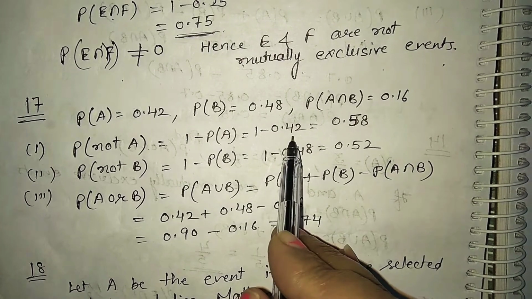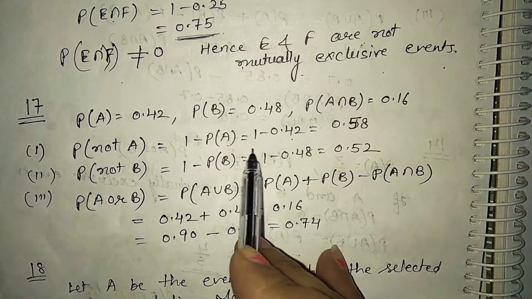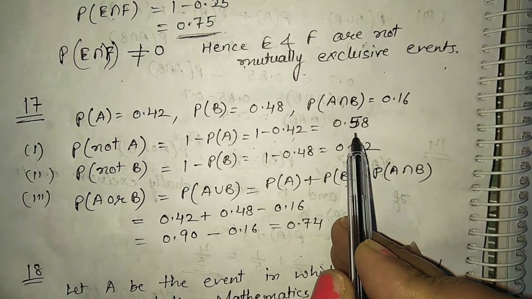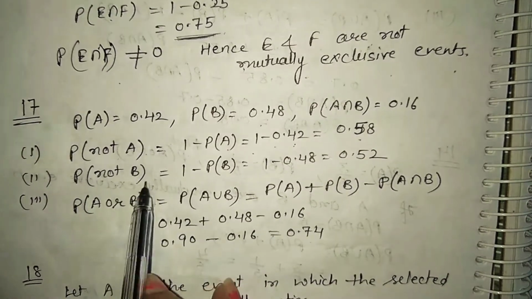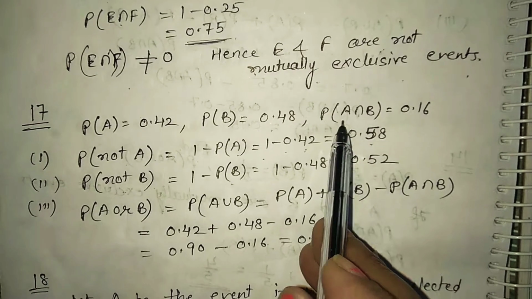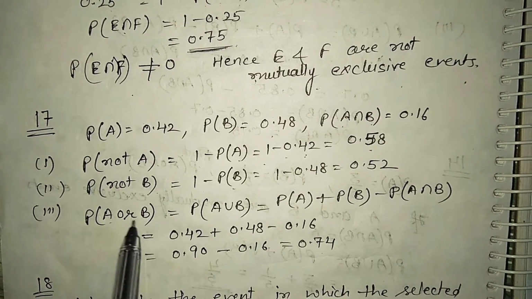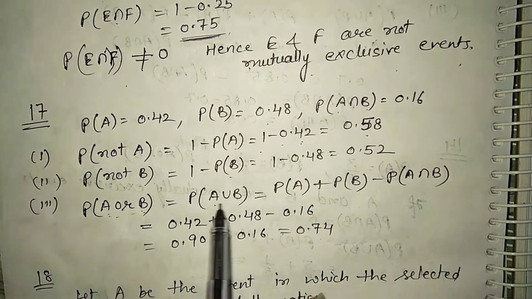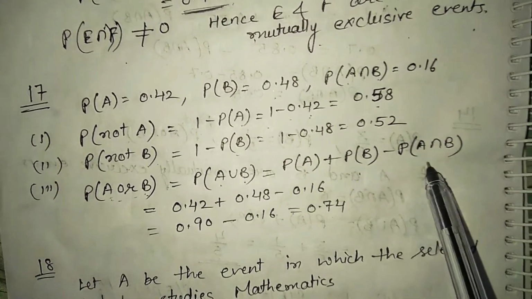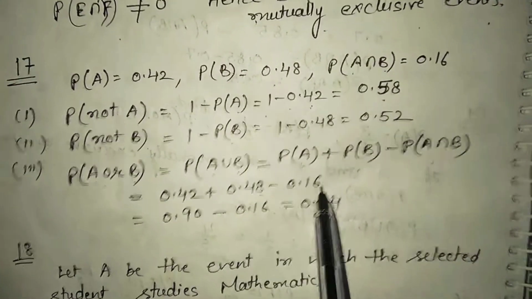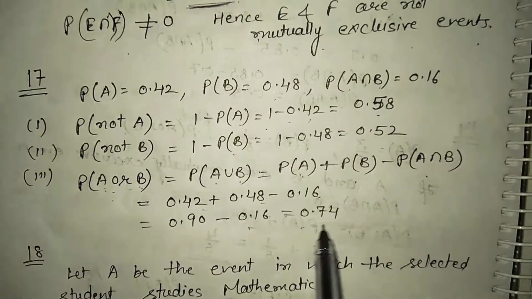Okay. So what is P(A) here given? 0.42. So 1 minus 0.42 is 0.58. P(not B), P(B) is given, then we will find P(not B). And P(A intersection B) is given. In this we want to find out P(A or B), that means P(A union B). And we will apply the same formula, P(A) plus P(B) minus P(A intersection B). These values are given, and then we will find P(A or B).